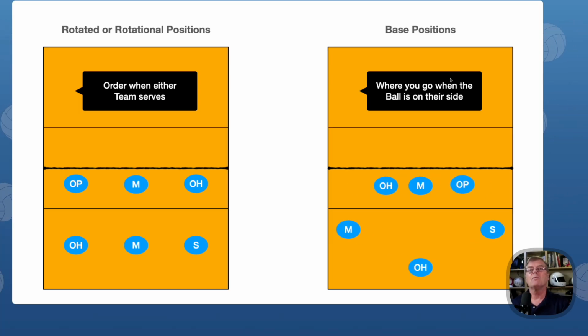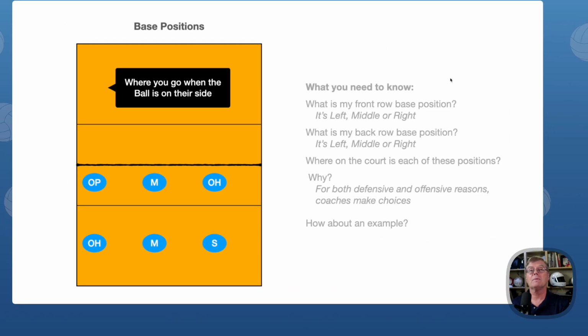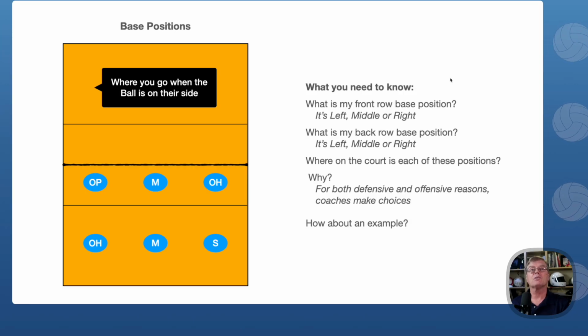So again, we're going to base positions. This is where we would go to play defense when the ball is on their side. So let's take a look at base positions in the different rotations. There's a few things you need to know that your coach will tell you. I'll tell you what we're doing right now.